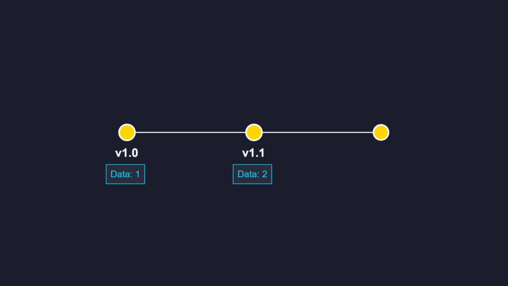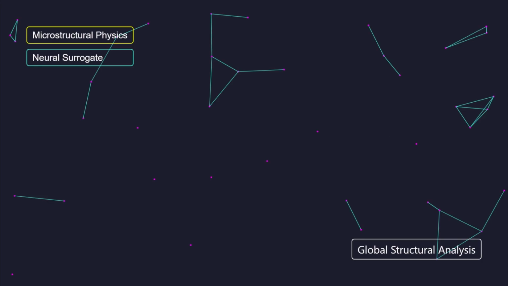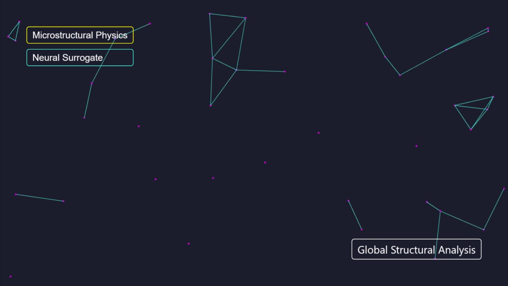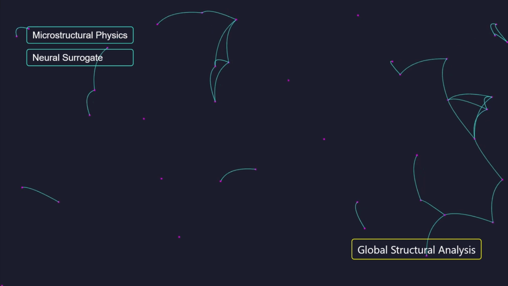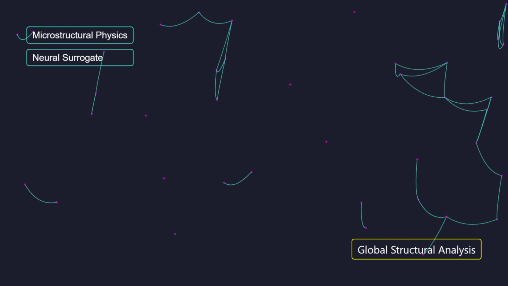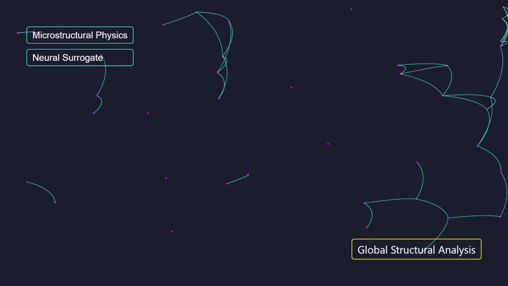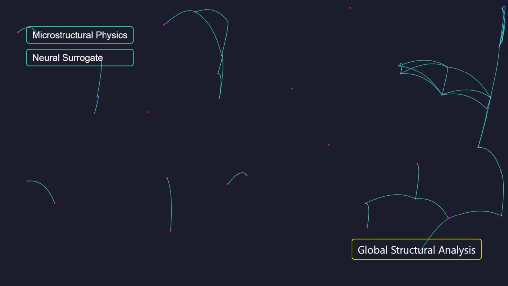Treat your neural weights like source code. Store them in a version control system and document the training data used for each iteration to ensure traceability and reproducibility in a regulated engineering environment. Replacing subroutines with neural networks is more than a speed upgrade. It is the key to unlocking multi-scale modeling, where microstructural physics are embedded directly into the global structural analysis through lightning-fast neural surrogates.